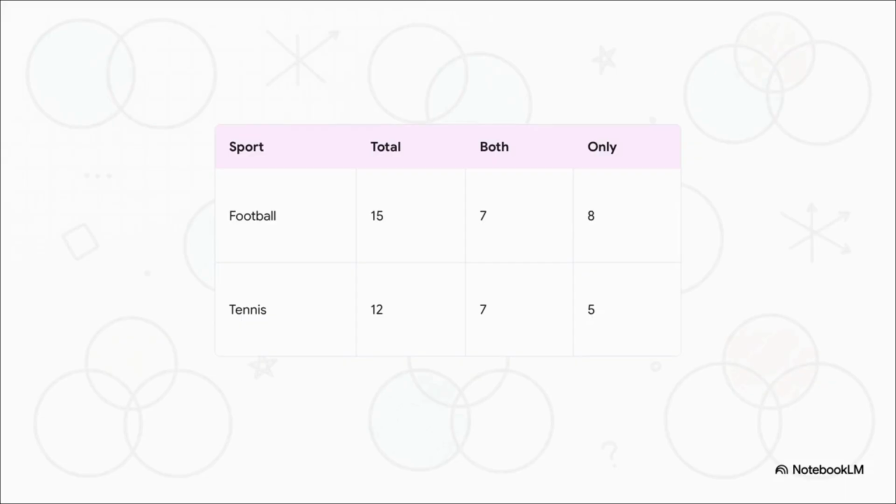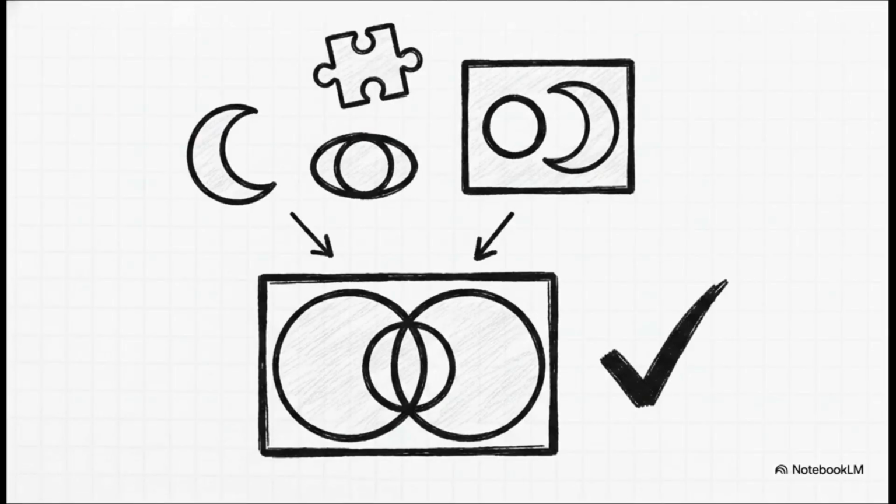And we just apply that exact same logic to tennis to get our final missing piece. We take the 12 total tennis players from our first set of clues, we subtract the 7 multisport athletes who play both, and we are left with exactly 5 students who play only tennis. And just like that, we have completely isolated every single specific subset. Let's double-check the math just to be absolutely sure.